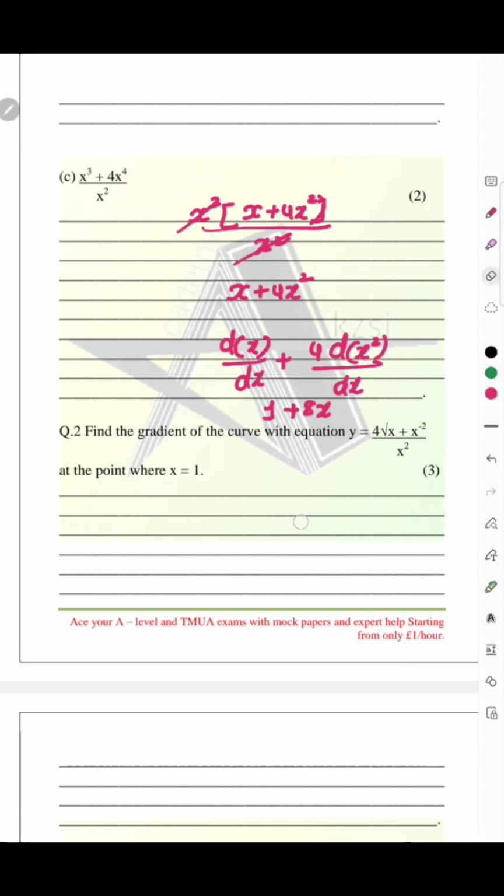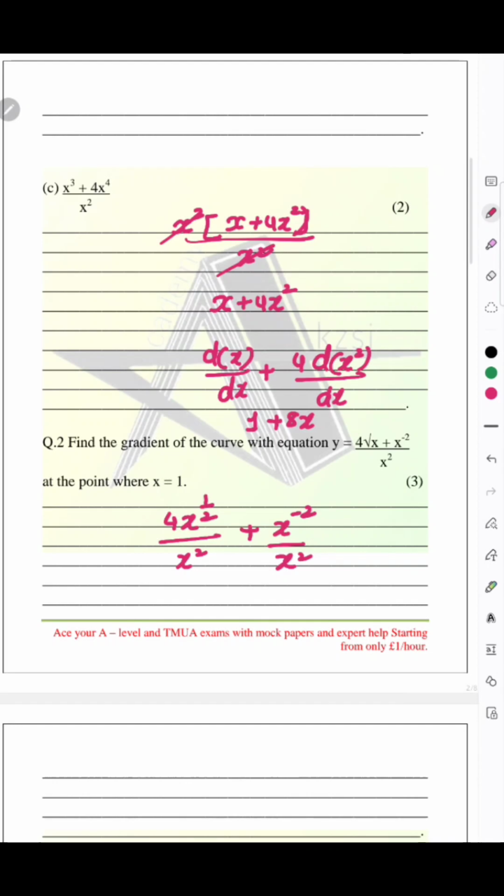So obviously, how do you calculate the gradient? By finding the derivative. So I need to differentiate this one. Let me simplify it. This can be 4x to the power of half over x squared plus x to the power of minus 2 over x squared. Same, using the laws of indices, this will become 4x to the power of half minus 2 plus x to the power of negative 2 minus 2.